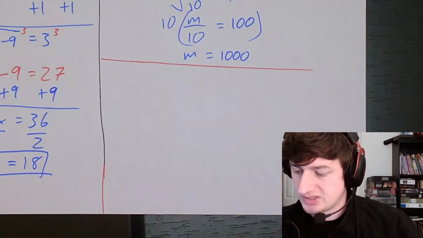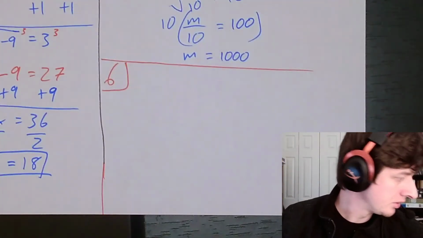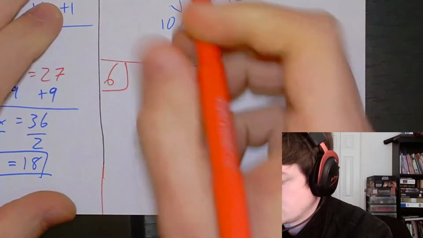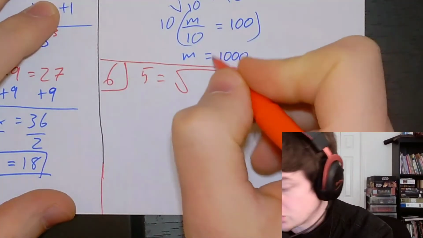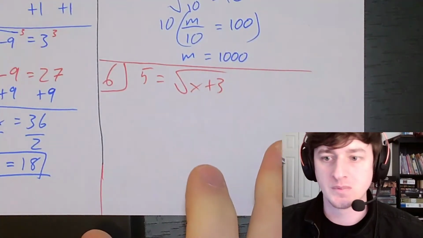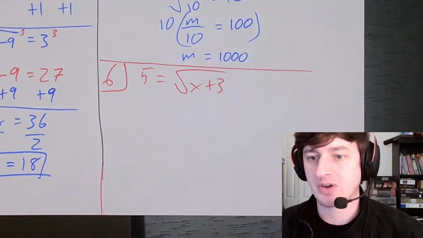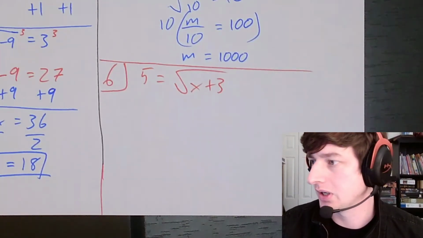All right, so we're going to do number 6. Number 6 I want to do because it switches which side the radical's on, which actually doesn't change the problem at all. So we have 5 equals square root of x plus 3. So I'll give you a couple minutes to work on that, and then we'll talk about it.